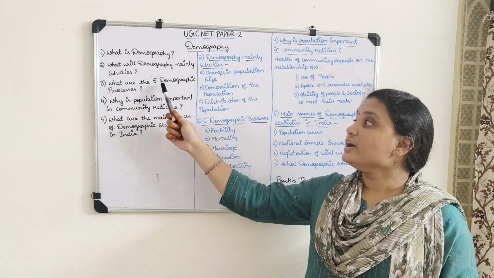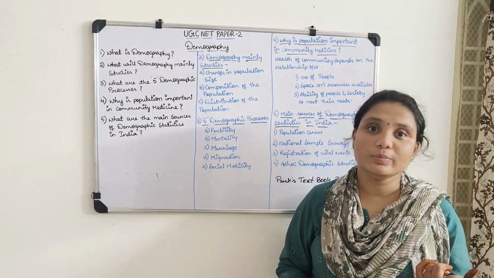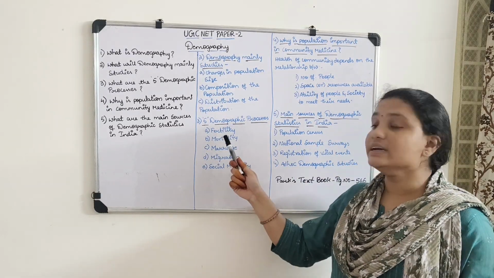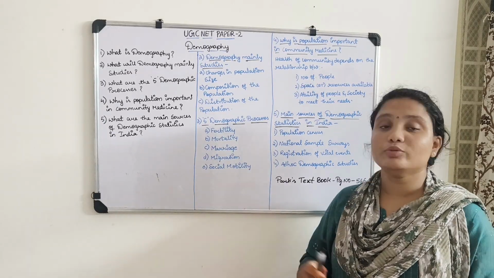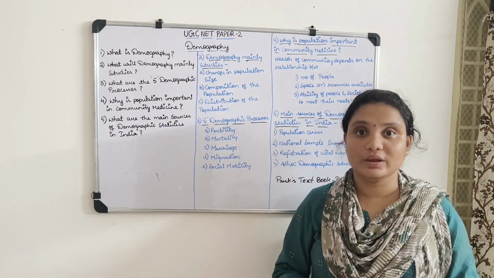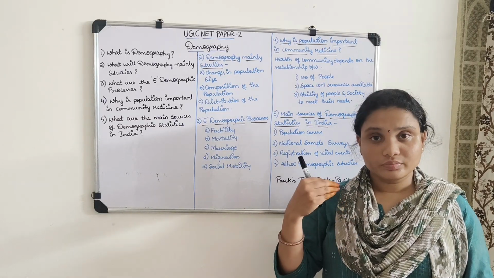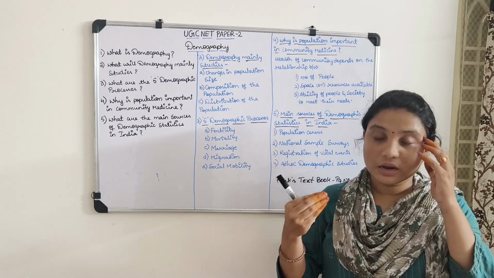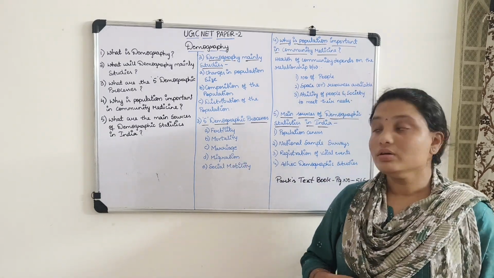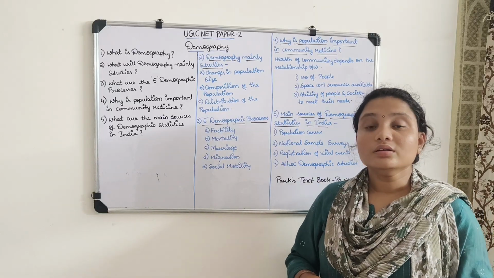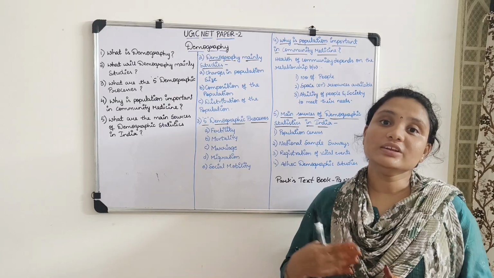Next, what are the five demographic processes? There are five demographic processes that continuously change the population. So what are they? Fertility, mortality, marriage, migration, social mobility. These five demographic processes continuously change the population. So first, fertility. Fertility means how many births a woman will give. So that is the meaning of fertility. If there are more births, then the population will increase. So like that, fertility continuously changes the population.